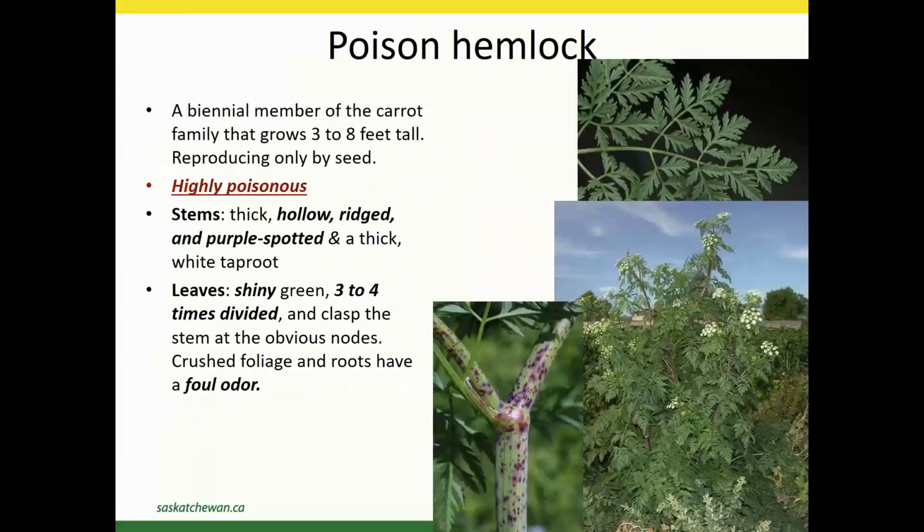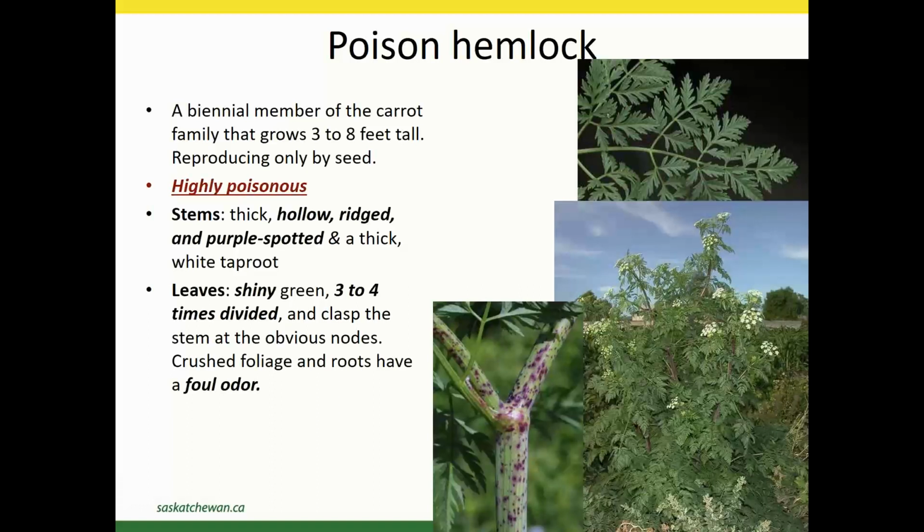Poison hemlock. It's a biennial member of the carrot family, sometimes a short-lived perennial. It can grow up to 8 feet tall, and it only reproduces by seed, so essentially it doesn't have any creeping root component to it. It is highly poisonous in all parts of the plant, so be very careful when you're working around this plant, and a reminder to Rick Hobbs not to taste it anymore.